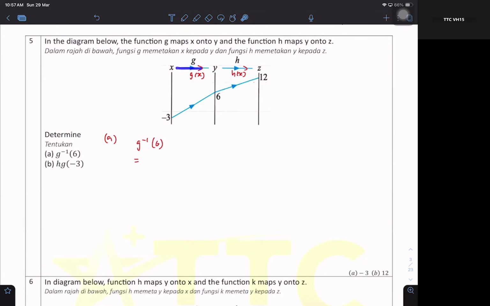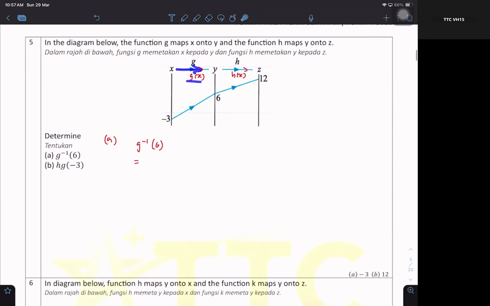From the left-hand side, go to the middle is g(x). So g inverse is how? g inverse will be like this. Understand? Because you pay attention to the arrow. From left to middle is g(x), so from the middle to left is g inverse, because inverse function is reverse. So g inverse 6, meaning from the middle 6, you go to negative 3. So the answer is negative 3, just like that.